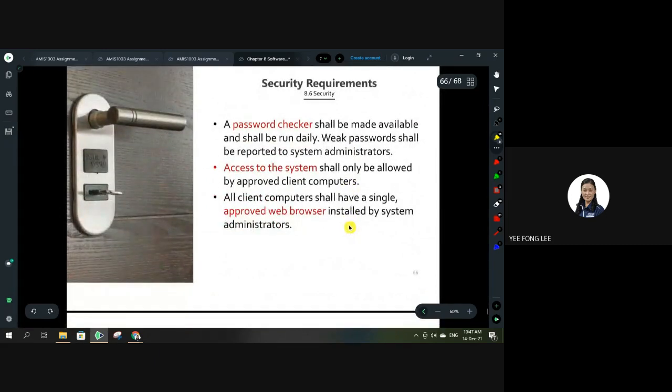Next one is about the password checker. A security requirement: password checker, made available, run daily. Weak passwords shall be reported to the system administrator. Access to the system shall only be allowed for approved authorized users. All client computers should have a single approved web browser installed.